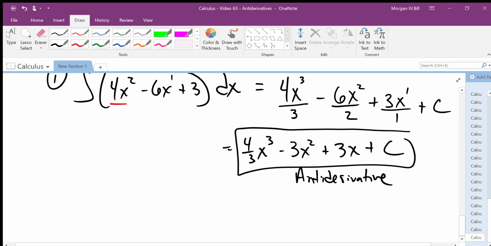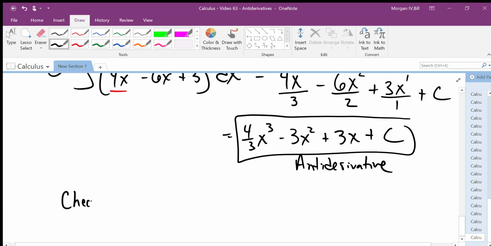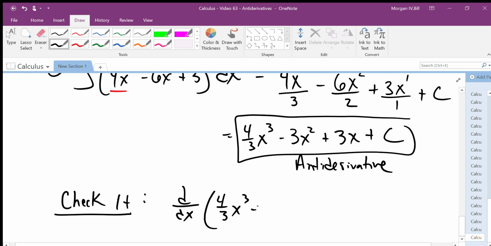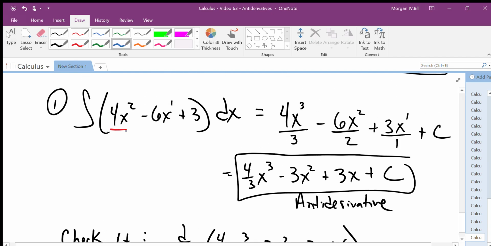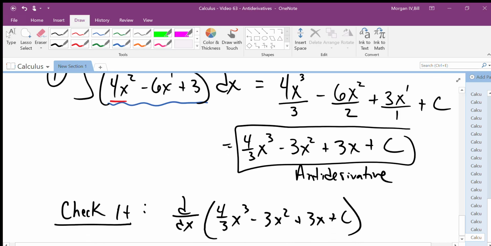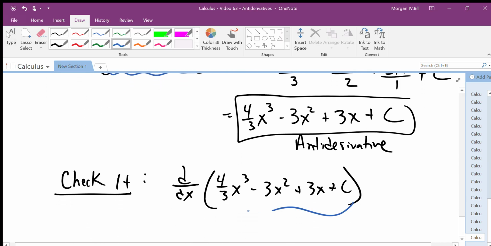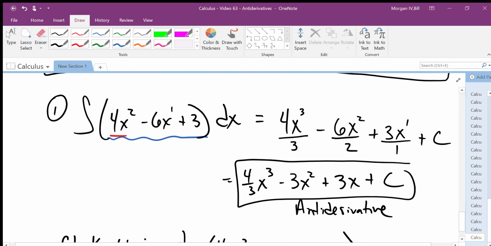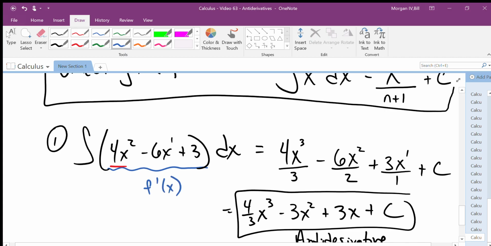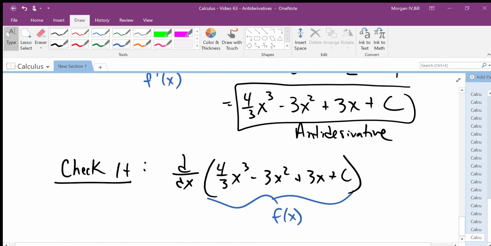Check it. You don't have to check your work, but if you're not sure, we can check it simply by taking the derivative of 4/3 x cubed minus 3x squared plus 3x plus c, and see if our answer matches this function here, this f prime of x. So what we're saying is this is like f of x, and this is like f prime of x in that differential notation. All right, so let's take the derivative.